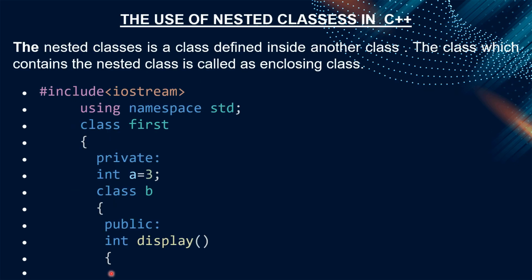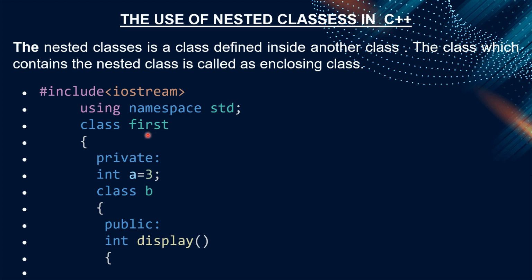Here is the use of nested classes in C++. A nested class is a class defined inside another class. The class which contains a nested class is called the enclosing class. So let's look at the code of a nested class, in which there is a first class. This is called the enclosing class.